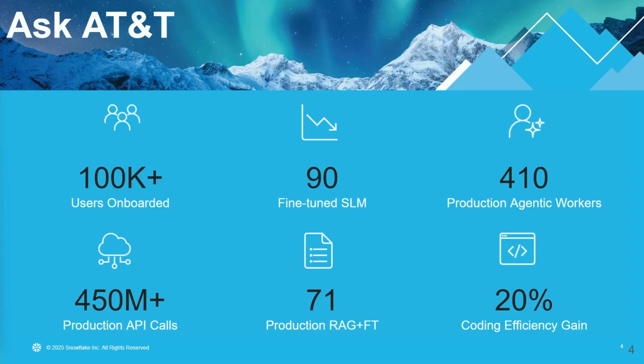On average, every single day, AT&T experiences around 450 million API calls, which is roughly 4 billion tokens a day. That is across all of the use cases in production. Just the summarization use case is around 40 million API calls a day, because there are so many people, and the same conversation gets summarized in different ways. We do have 71 production RAG plus fine-tune use cases.